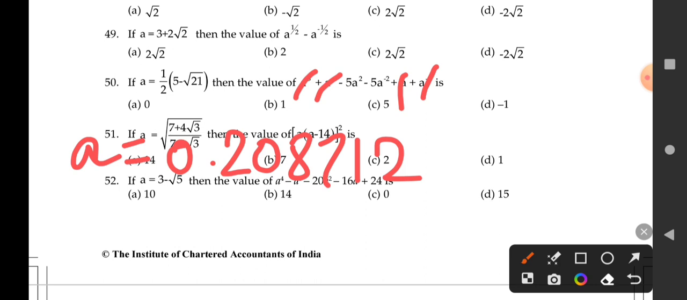Again, what is A square? So 0.208712 into equals to into 5 memory minus, okay, again A square 0.208712 into equals to divide equals to, since it is minus 2, into 5 memory minus, and now memory recall. You get answer as 0.